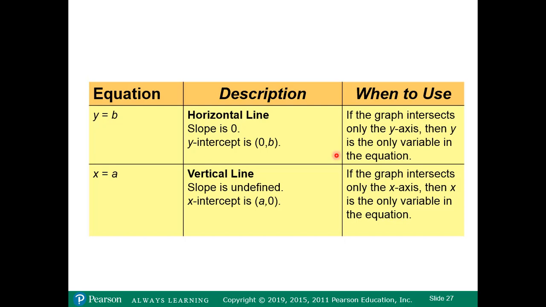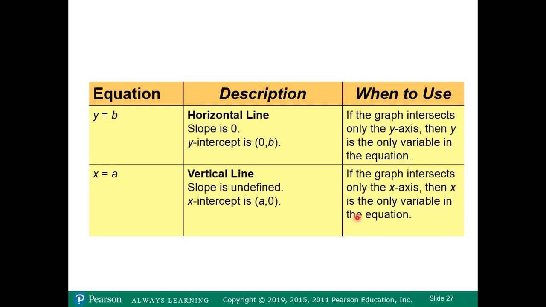And then, of course, we have our horizontal and vertical lines. So horizontal lines are y equals b, and vertical lines are x equals a. Okay, so again, just remember the characteristics. The horizontal line does not have an x-intercept, and the y-intercept is always 0 comma b, right? And it's going to have a slope of 0. Vertical lines have no slope. The slope is undefined. Okay, and the x-intercept is a comma 0.